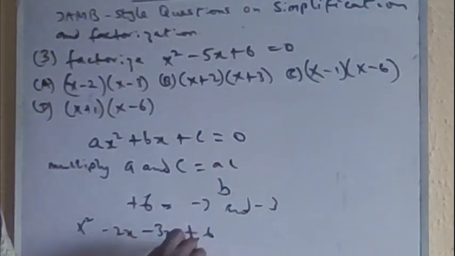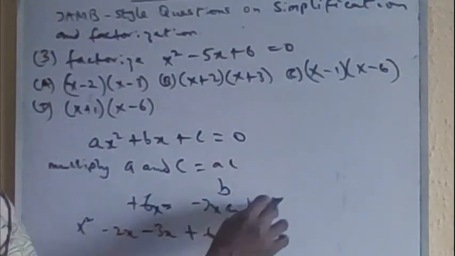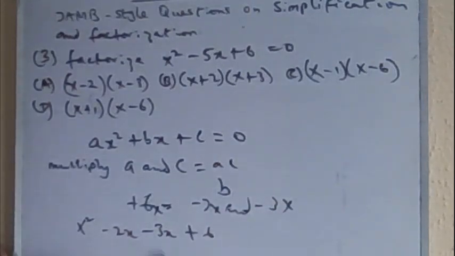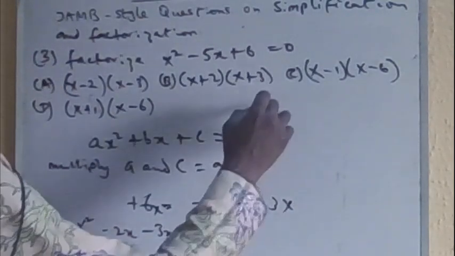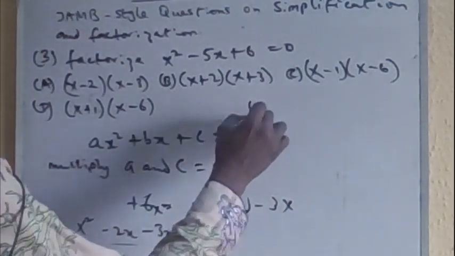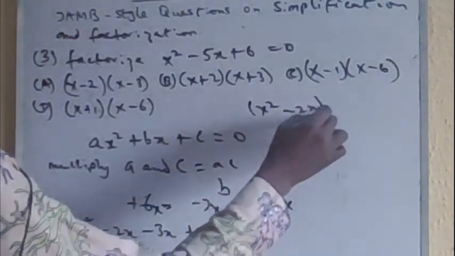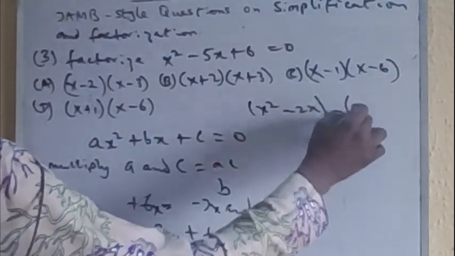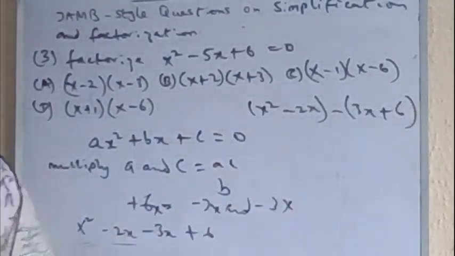Mind you, this is x, this is x, this is x, right? Okay, so we'll factorize by grouping this. I'll group these first two terms, x squared minus 2x, minus the last two terms, 3x plus 6, right? Okay.